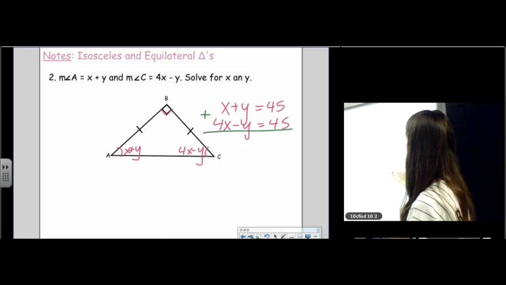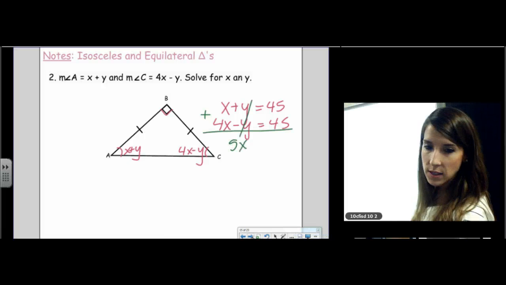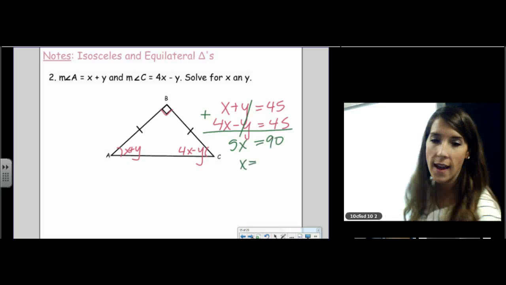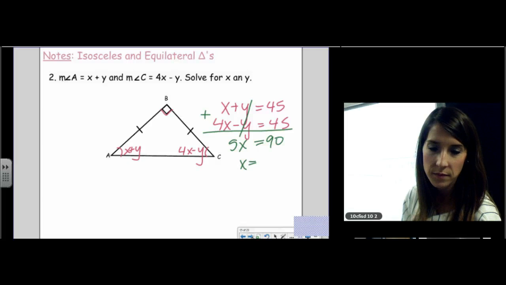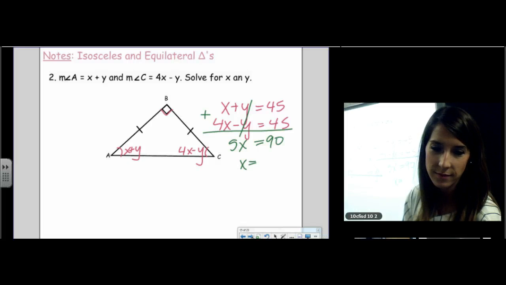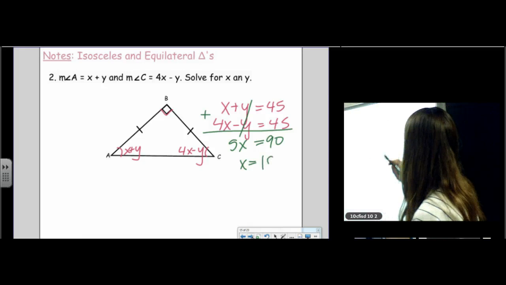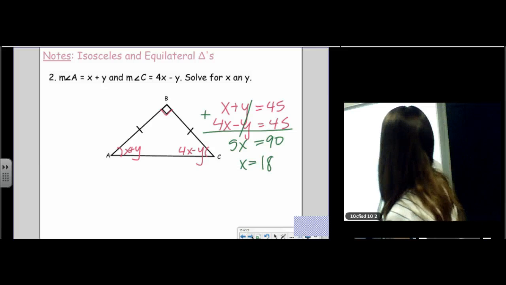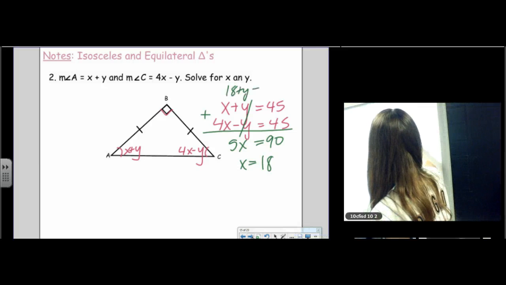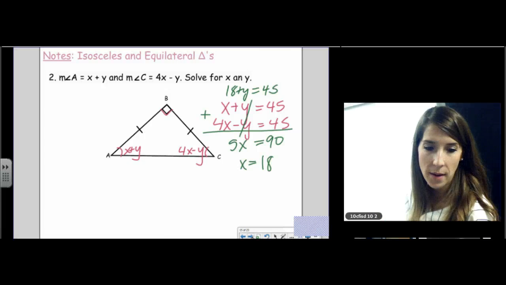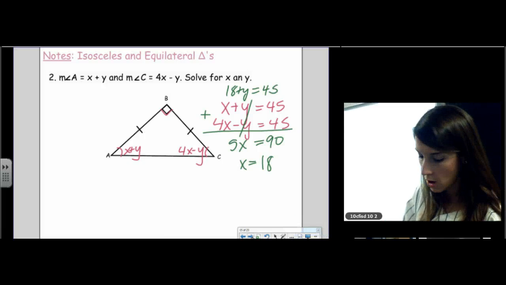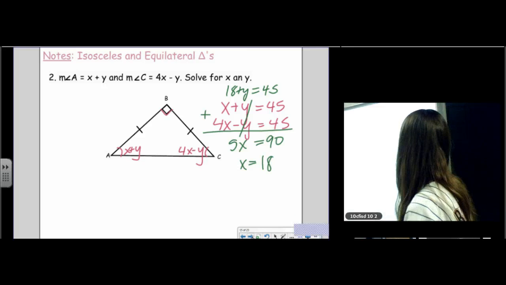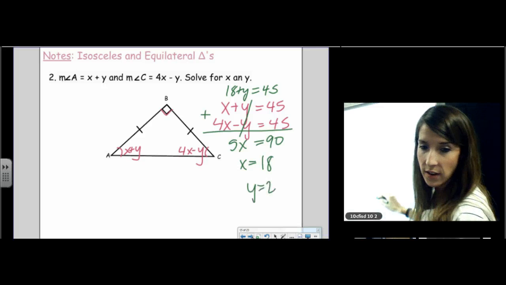So we add these together. x plus 4x is 5x. y minus y cancels. And 90. x equals 18. And now we need to find y. 18 plus y equals 45. 45 minus 18. y equals 27. Awesome. Good.